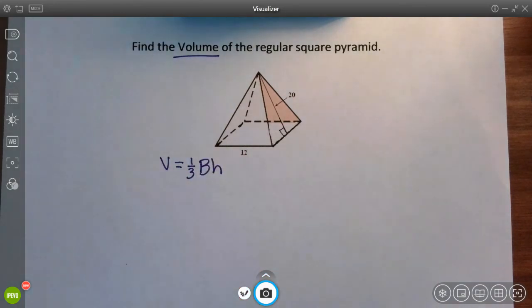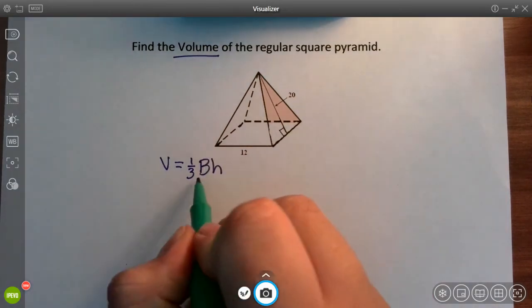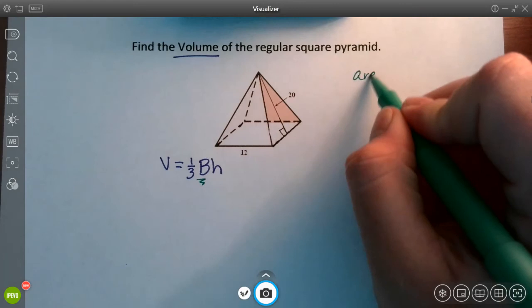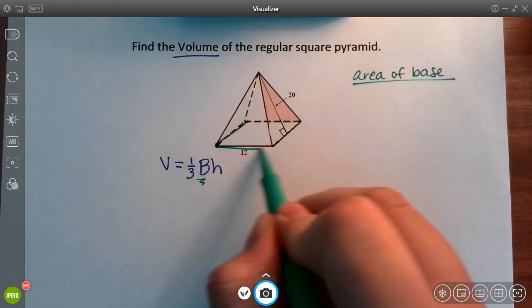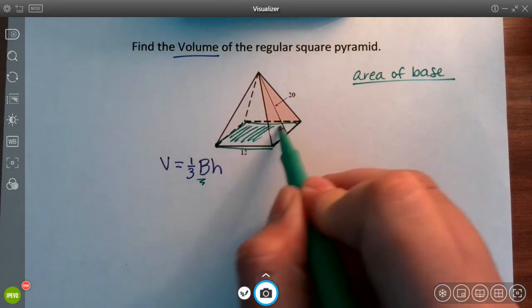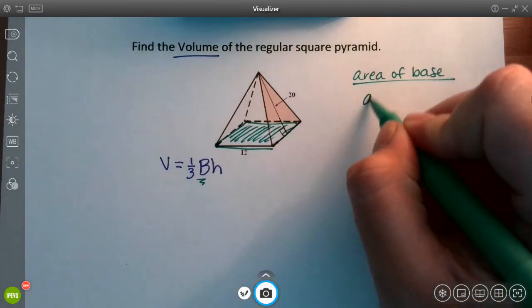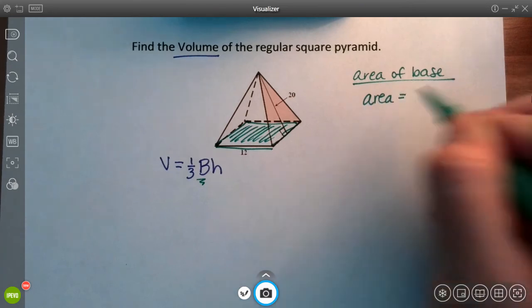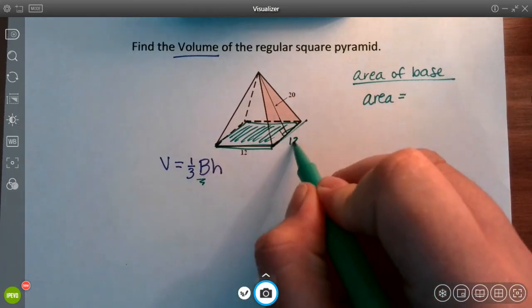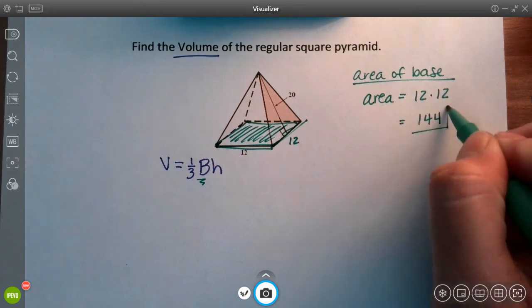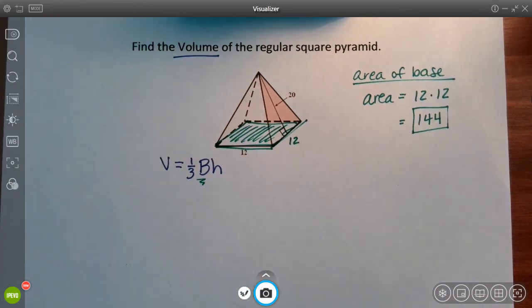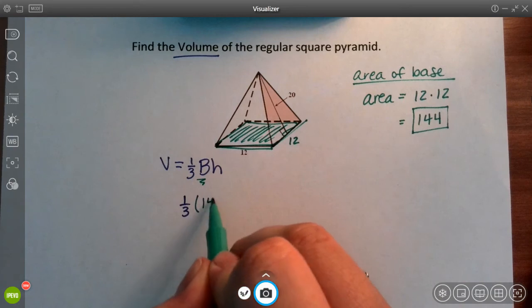Now, a couple things to remember from the abbreviations of the formula sheet is that the big B means area of base. Okay, so the area of my base right here is a square. So I'm going to need the area of a square, which is side times side. So it's going to be 12 times 12. Put that in my calculator. It's 144. So where the big B is, I'm going to put 144. That's the area of my base.